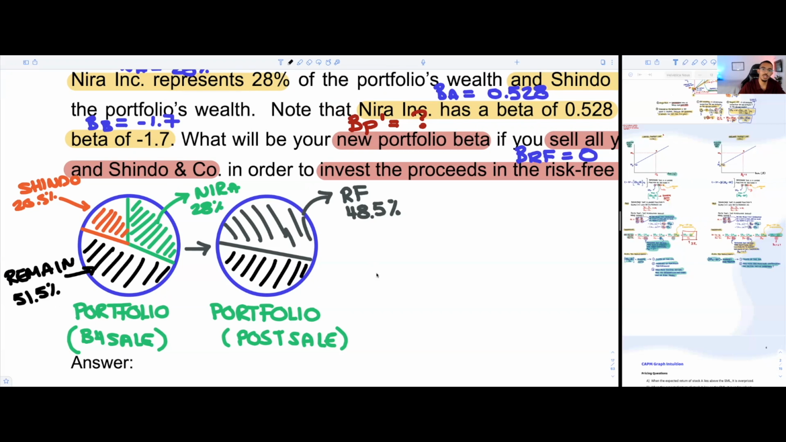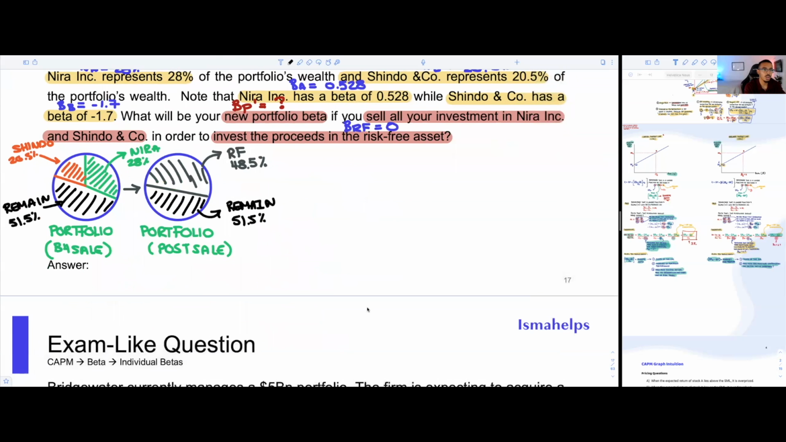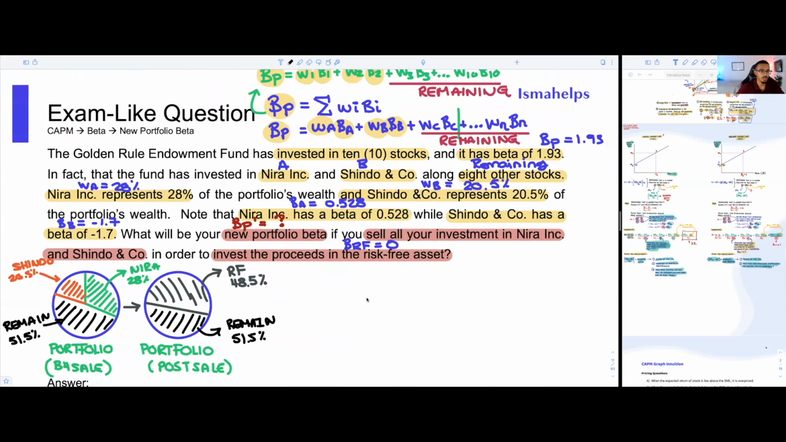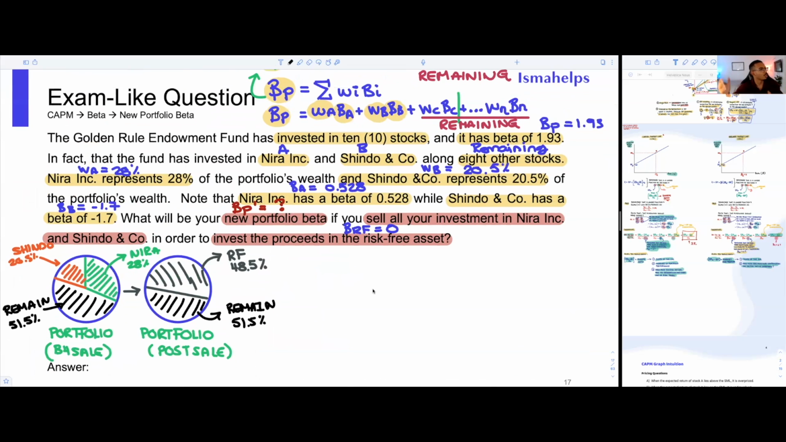This is just another way, for those who are a little bit more visual, to understand what we're doing here. So this is the remaining, and this represents 51.5%. Okay? So that's what we're up to right now. I think that was not too bad. We can visualize what we're going to be doing.